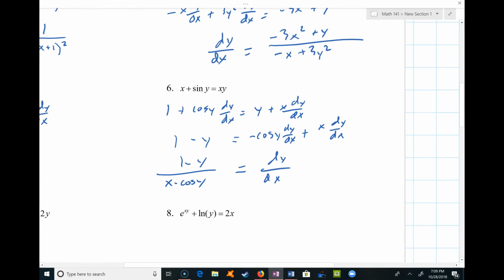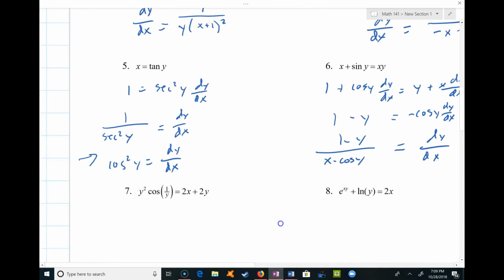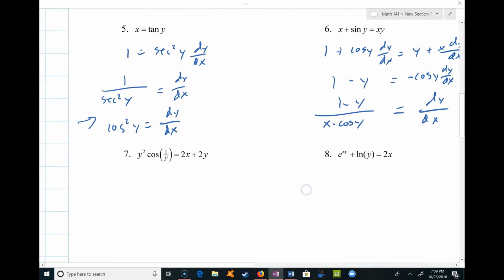So same thing here. There's a y inside the trig, so I had to take the derivative of the sine. And then we get the dy dx on one side, everything else on the other side, and then divide them out. Okay?